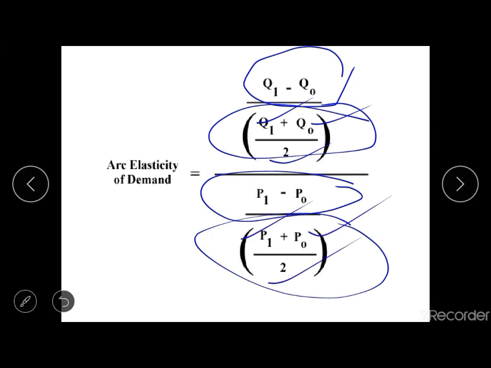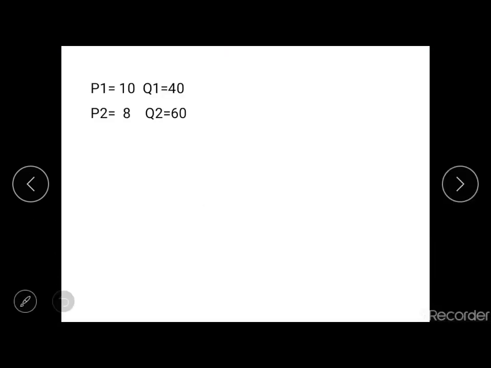So why do we use this average instead of the original? Let's find out with the help of an example. Let's say there is a commodity X whose original price was P1, and at that price the quantity demanded was Q1, which is 40. Now let's say the price decreased to P2, to 8, and the quantity demanded increased to 60. Now let's try to find the elasticity between these points by using the proportionate or percentage method.